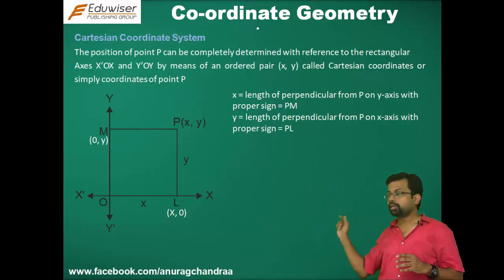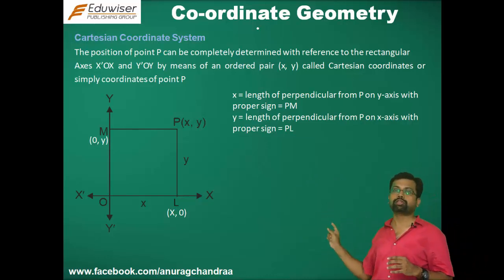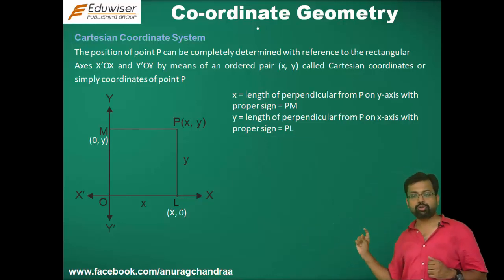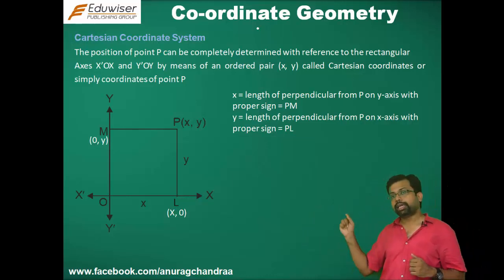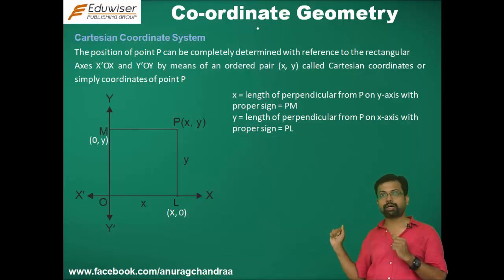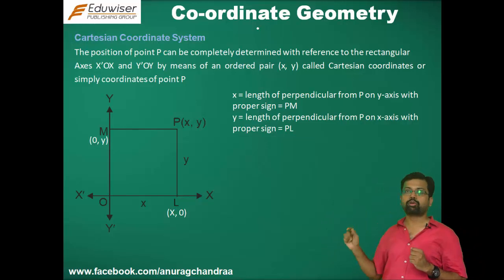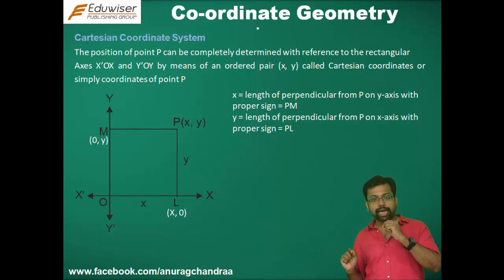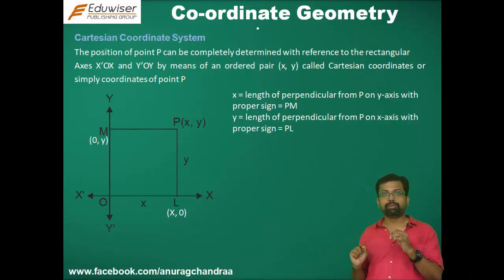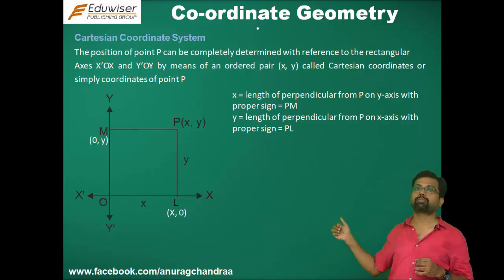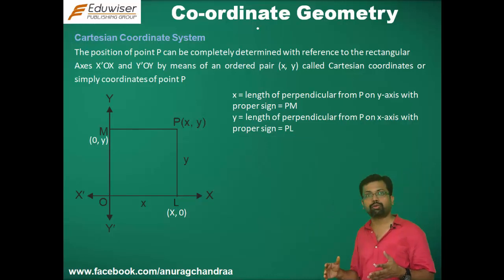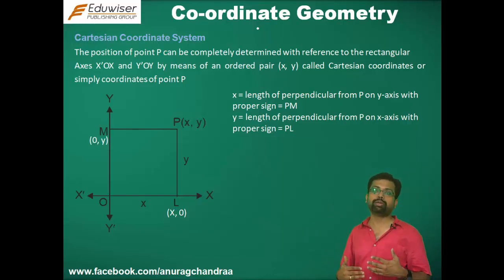So for OL, the ordered pair x comma y will be x comma 0. Why? Because the x coordinate will be the same as PM, because in a rectangle the opposite sides are equal. So if PM is equal to OL, then for the point L, the x coordinate, or the first part of the ordered pair, will be x. The second part, the y part, will be 0, because if you drop a perpendicular on the x axis from the point L, it is already on the x axis, so the length of the perpendicular would be 0. Hence the y coordinate for L will be 0.